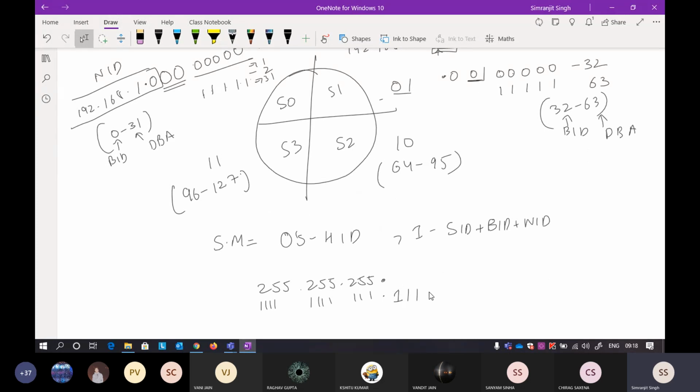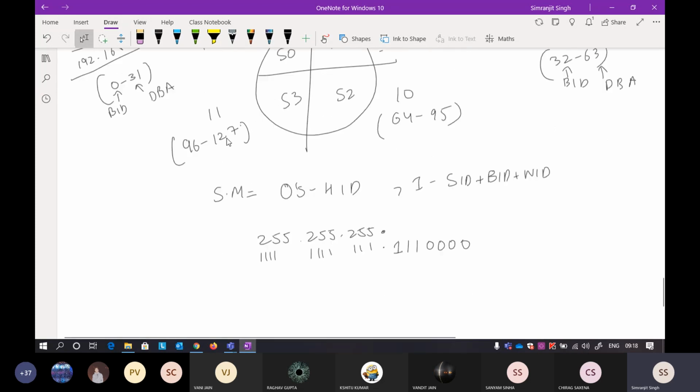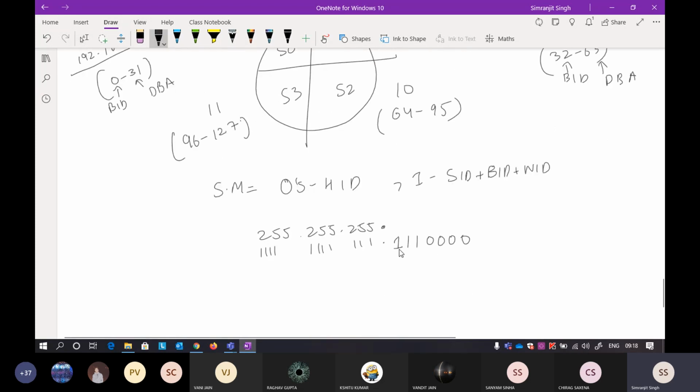What is the host ID part? 5 bits are there: 1, 2, 3, 4, 5. So what will your subnet mask be in this case? It is 3 ones here, so it is 128 plus 64 plus 32, which is 224. So the subnet mask is represented as 255.255.255.224.